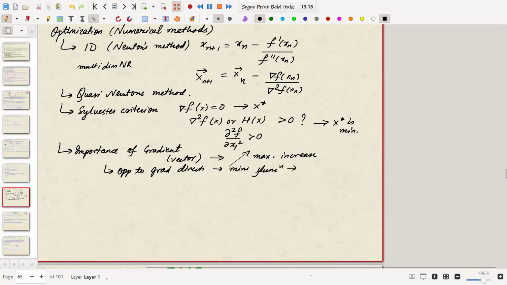And why is such a direction the best direction? Why is it the unique direction? Because along that direction there will be a steepest decrease. Okay, that will be a steepest decrease. Okay, fine. So this is how we saw the importance of the gradient.